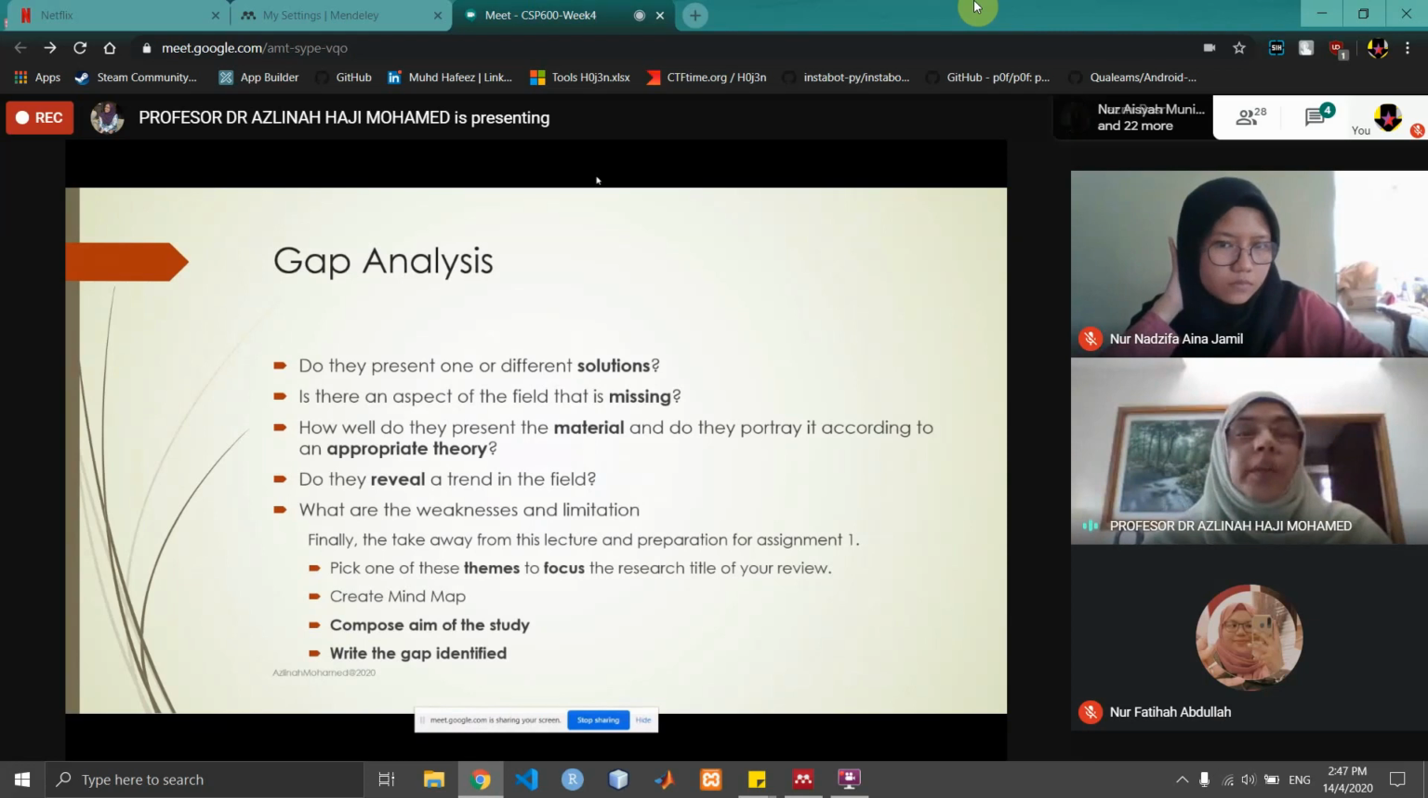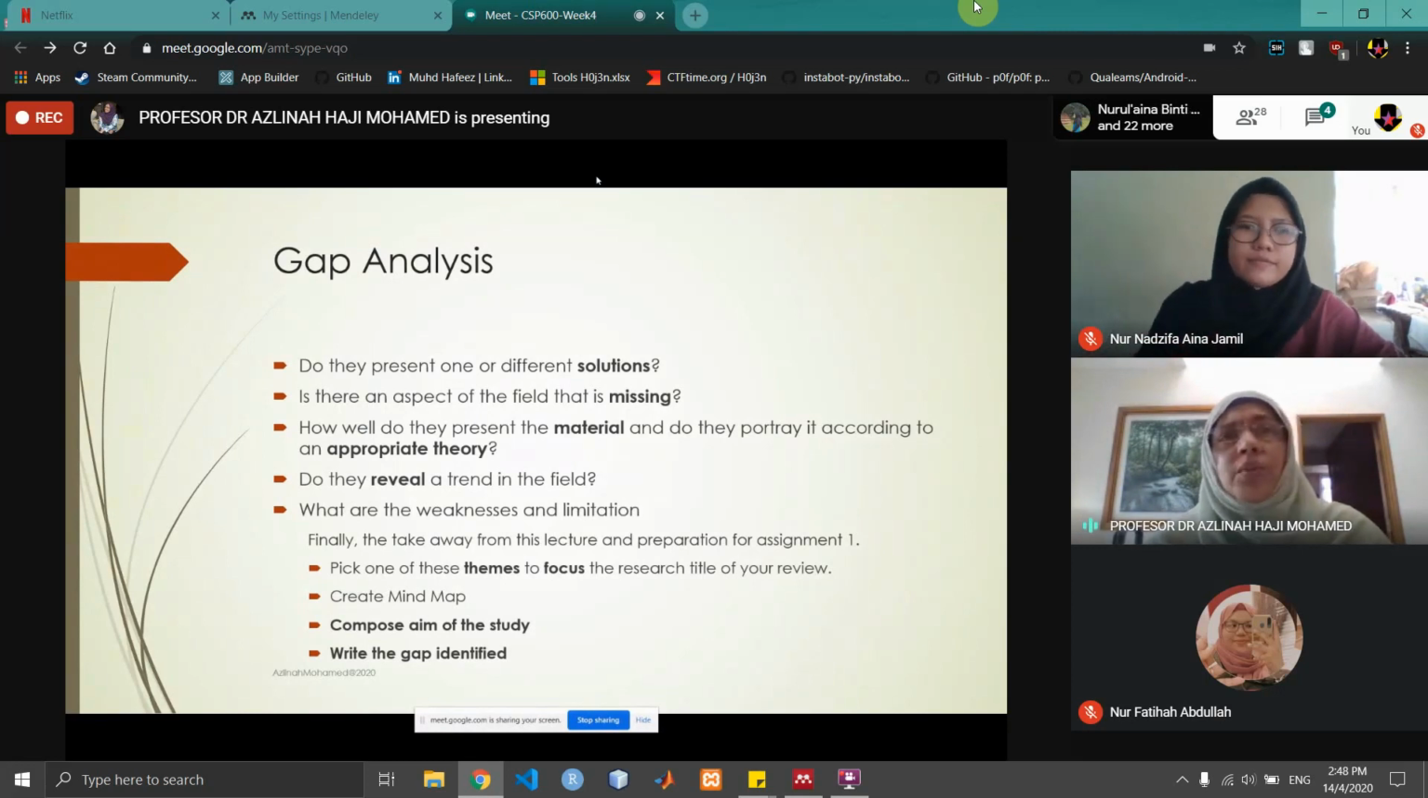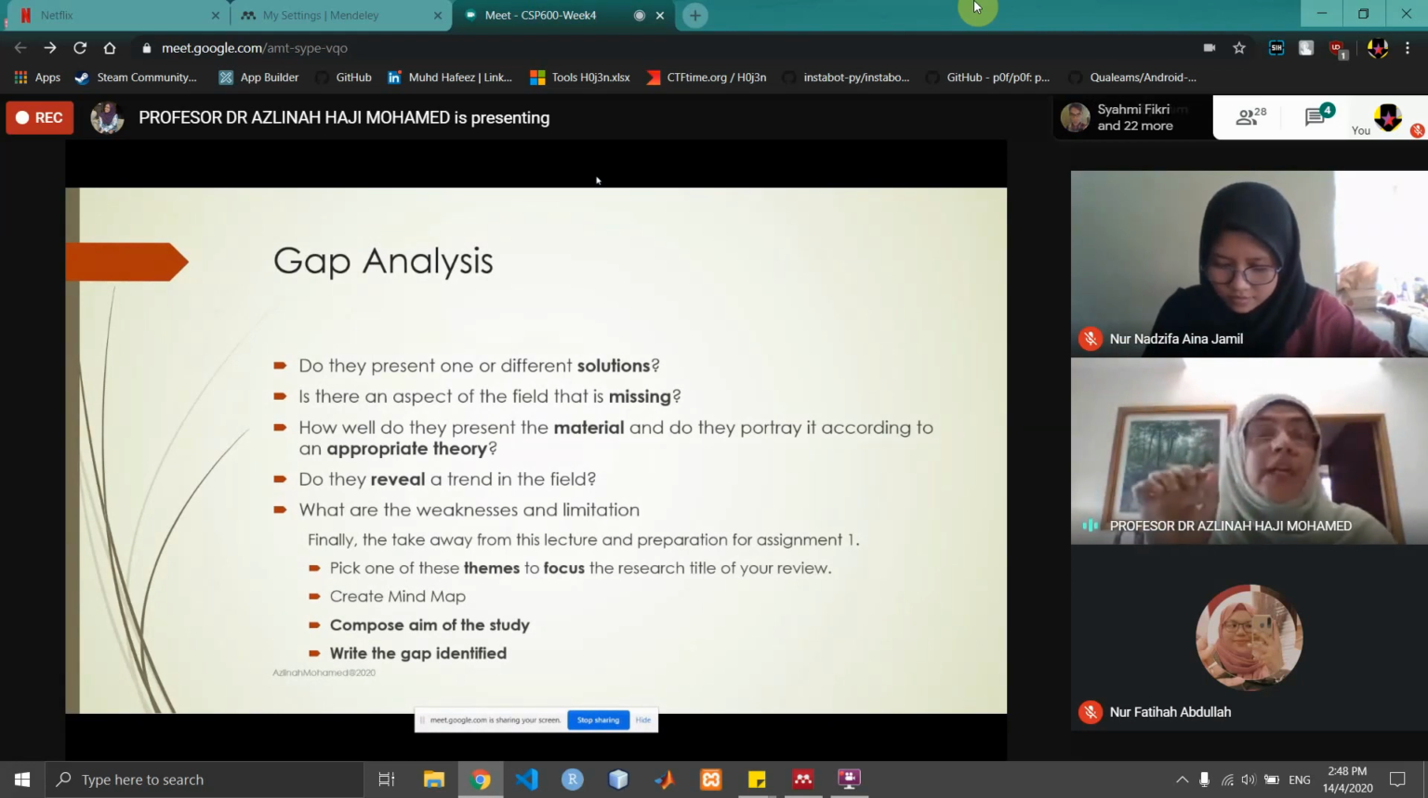For instance, do they present one or different solutions? Is there an aspect in the field that is missing? How well do they present the material and do they portray it according to the appropriate theory? Do they reveal a trend in the field? So these are some of the questions. You can see that these are more critical kinds of questions that will lead you to point out the weaknesses or the opportunity in which you can proceed.